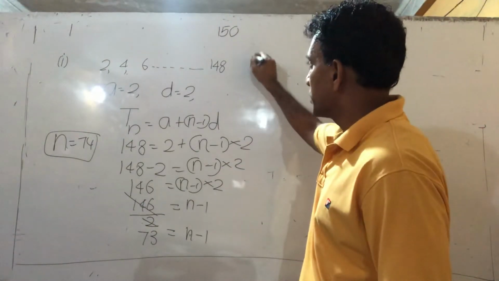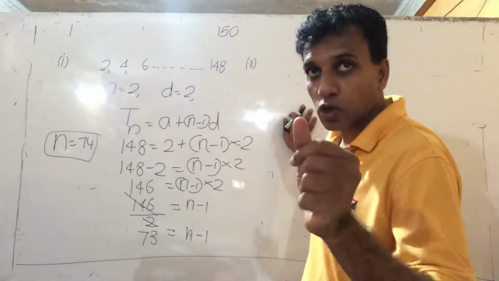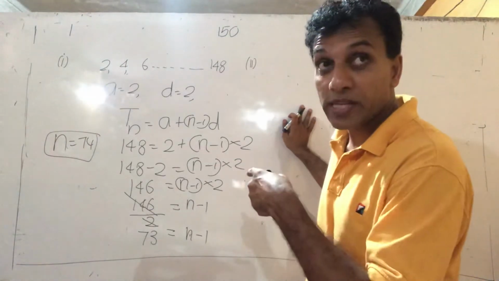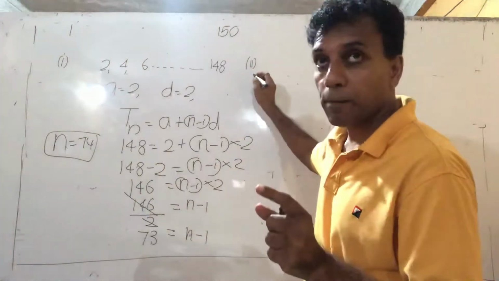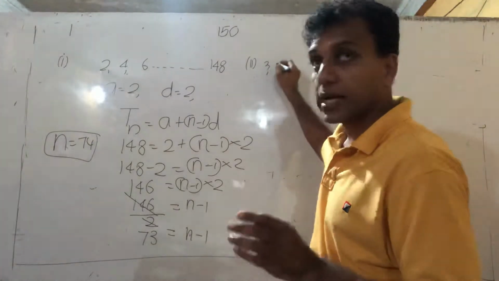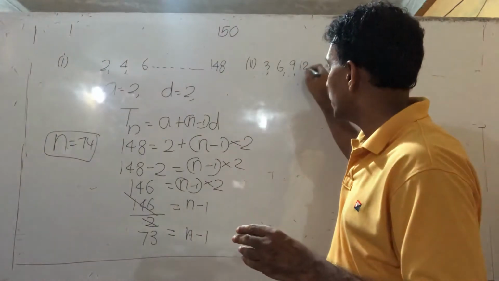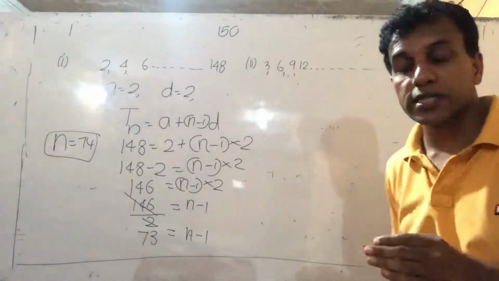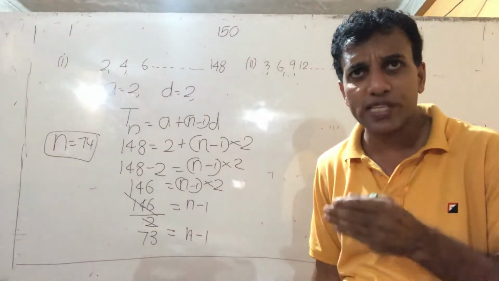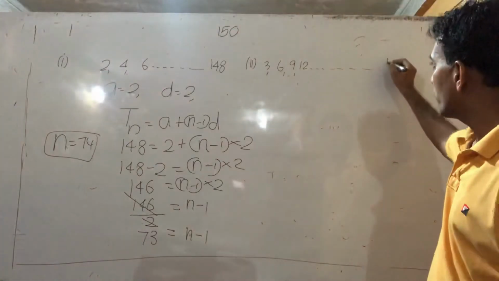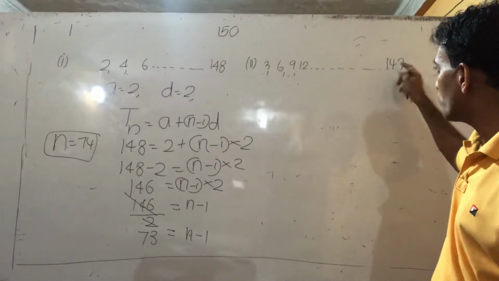So I hope you completed it now. After finishing, stop the video. Now check the answers with me. First number 3, second 6, 9, 12. What is the last number? 140 is what? Is it 147? Check with you.